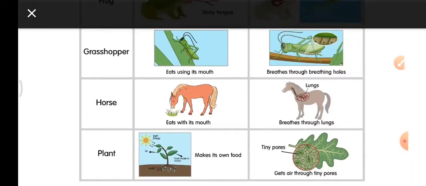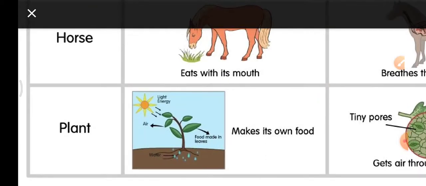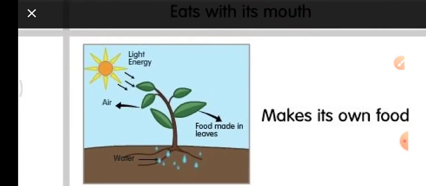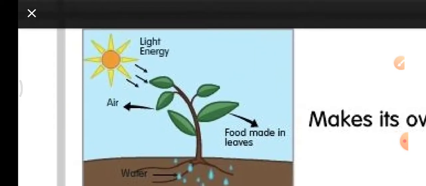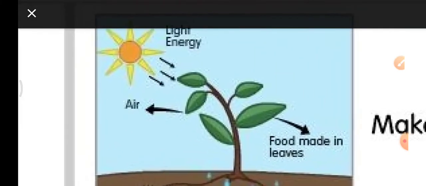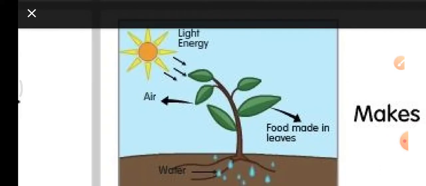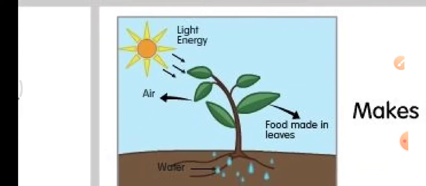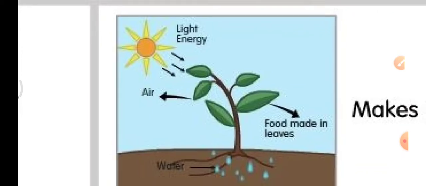Now we have a plant here. How does the plant make its food? Plant makes its own food. You can see the picture of the plant here. What is the sun doing here? The plant, with the help of sunlight and air and soil and water, makes its own food. The food is made in the leaves.